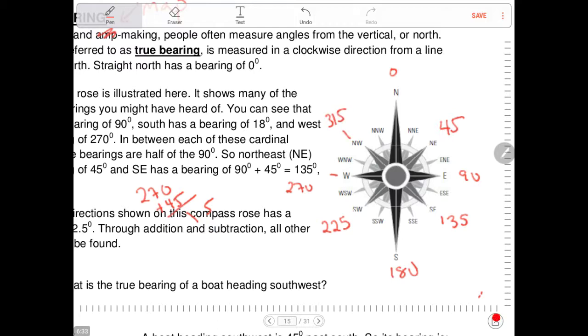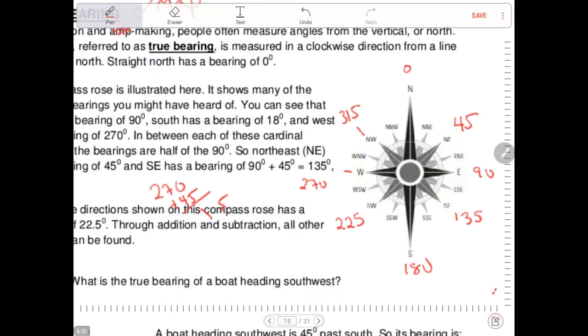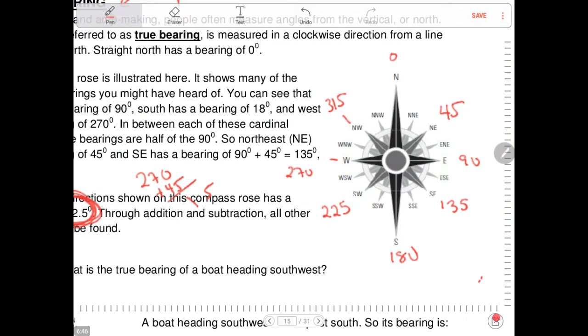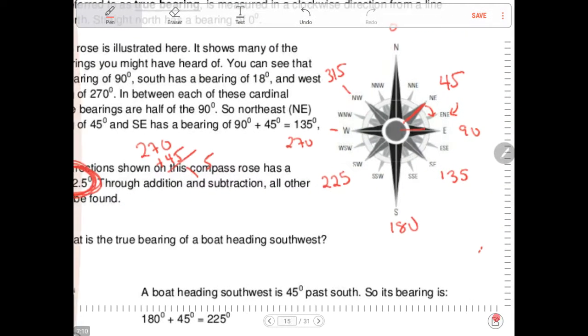Now, it does say here in your note package that the space between each of these measures, and I'll show this to you, is 22.5 degrees. So for example, let's say they wanted to know the bearing of east-northeast. Well, how the heck would you get that? Well, as you can see, we know that northeast is 45. So how many more degrees? It says every one of these notches is 22.5 degrees more than the last one.